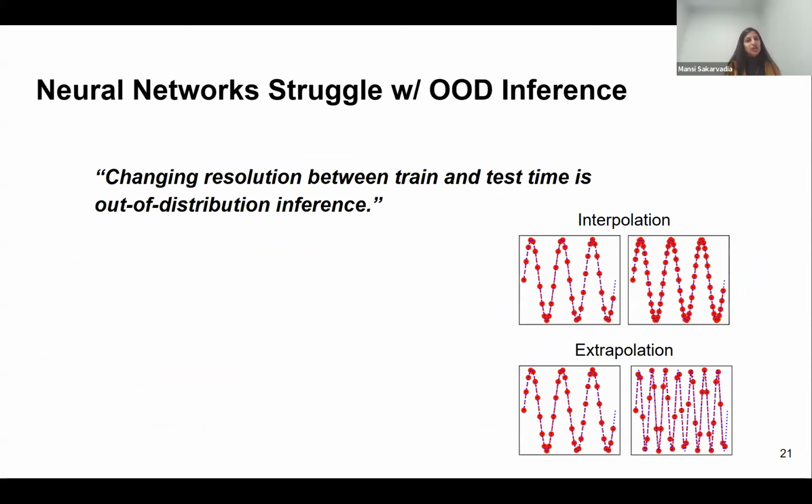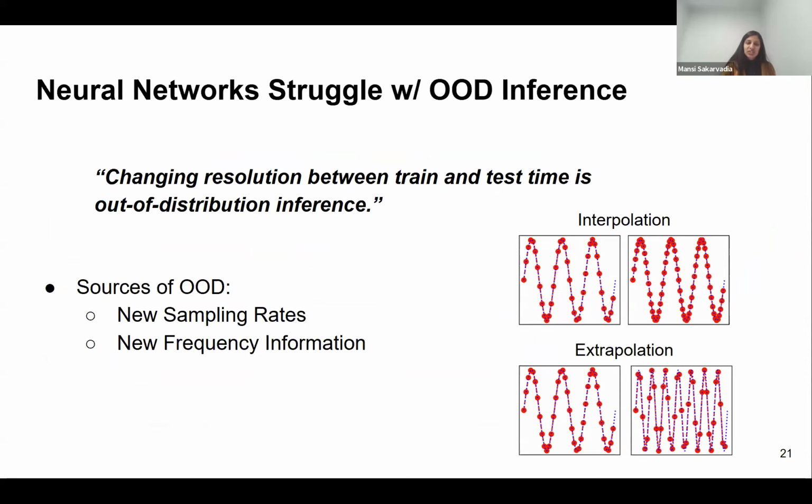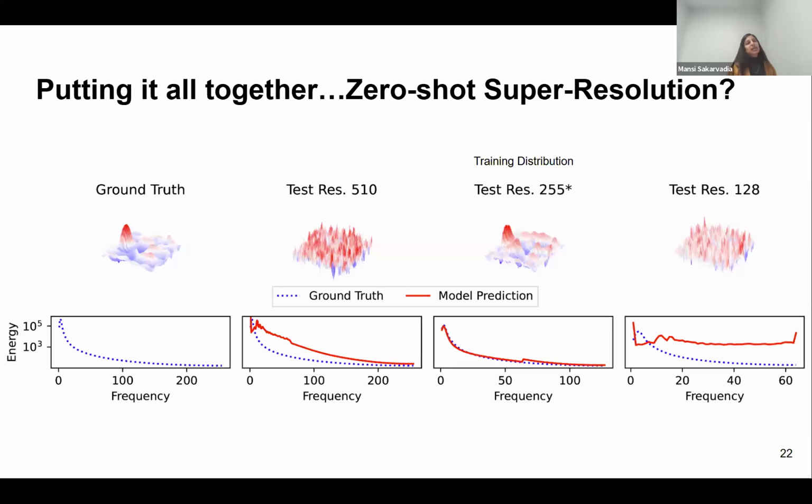And so we return to our original hypothesis, armed with the knowledge that neural networks struggle with out-of-distribution inference. We now know that changing resolution between train and test time is out of distribution. And the sources of out of distribution in our system here are attributed to new sampling rates and new frequency information. So if we put both of these behaviors together, resolution interpolation and frequency extrapolation, we get the behavior of zero-shot super resolution. And so here I concretely assess a neural network that is trained on an incompressible Navier-Stokes turbulent fluid flow dataset.